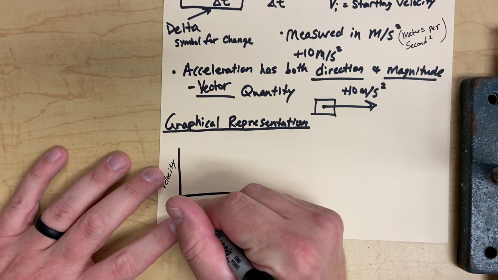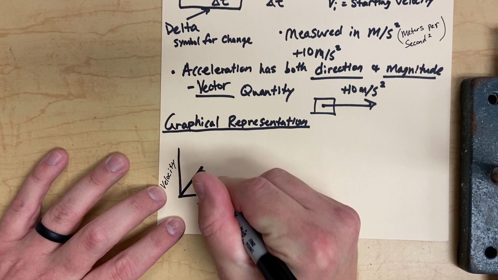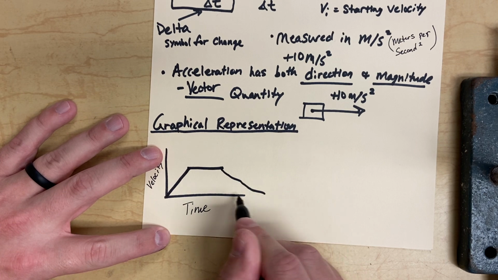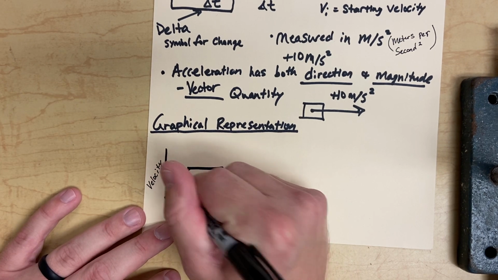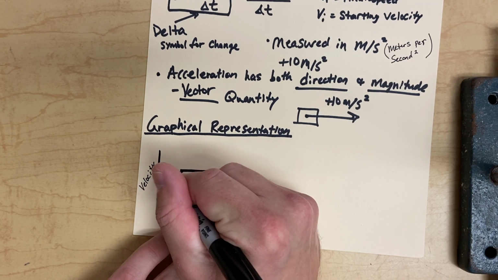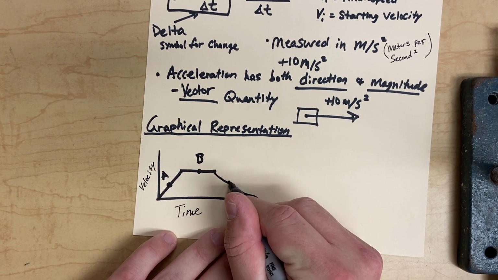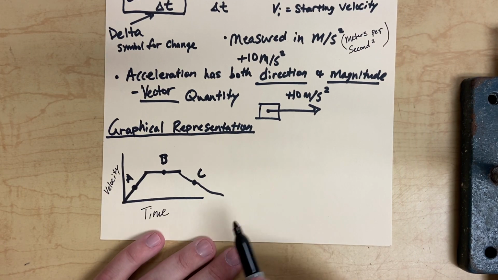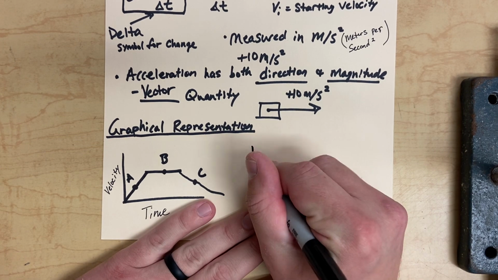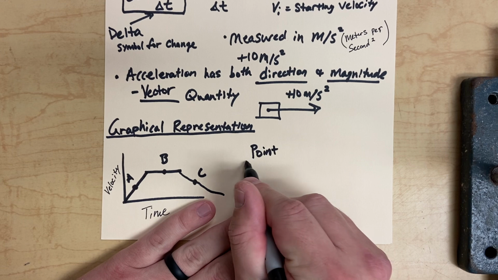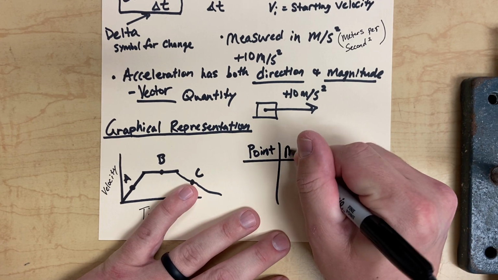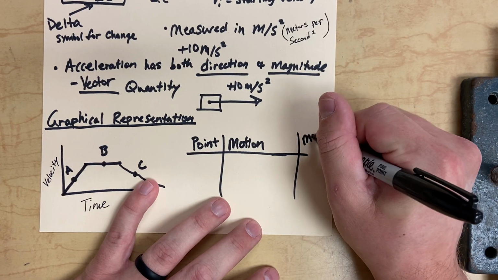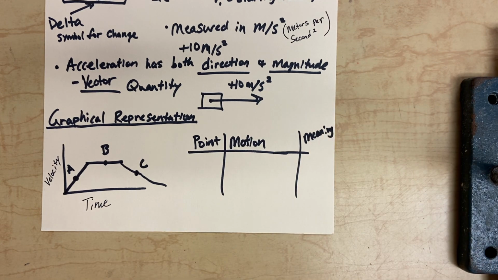So we have a couple different points in our velocity time graph. If we are climbing, and we're going to have a flat line, and then we're going to have something that just trickles down like that. At point A, we're going to have point A, point B, and point C. All right, so this is our velocity and time graph. We're also going to write here, let's make this clean. We're going to have a point, we're going to have the motion, and then we will have the meaning. And I'm going to start writing this.